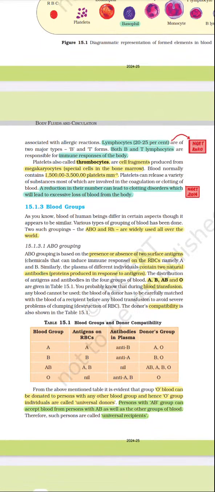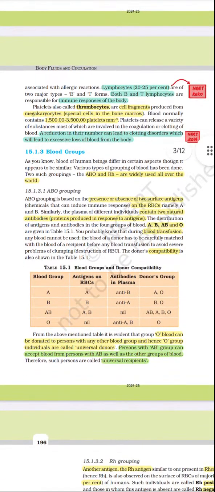Platelets can release a variety of substances, most of which are involved in the coagulation or clotting of blood. A reduction in their number can lead to clotting disorder, which will lead to excessive loss of blood from the body. Blood grouping ABO and Rh are widely used all over the world.